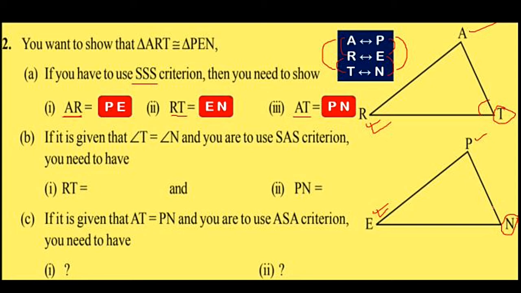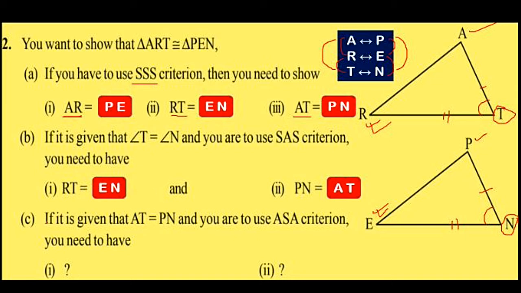Question number 2b. If it is given that angle T is equal to angle N, and you are to use SAS criterion, I need to have these two sides equal to the corresponding sides of the second triangle. So RT should be equal to what? EN. AT, PN, it is given PN. PN should be equal to what? AT.